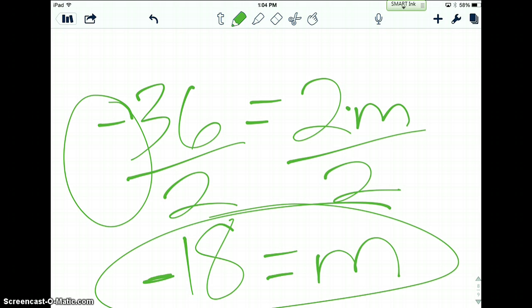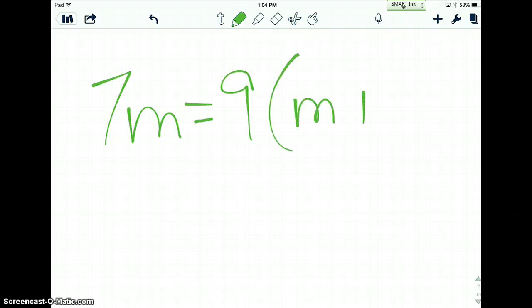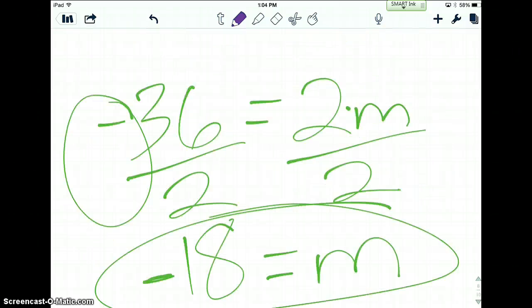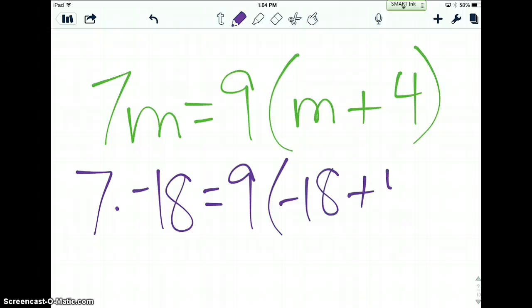And now I'm like, I wonder if I got it right. So you guys, we need to see if you can actually do that check. And that's what you were showing me in class. So for m, what are we going to plug in? 7 times, what did we figure out was? Negative 18 equals 9 times quantity of negative 18 plus 4.